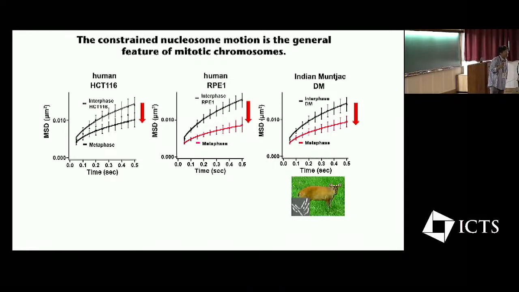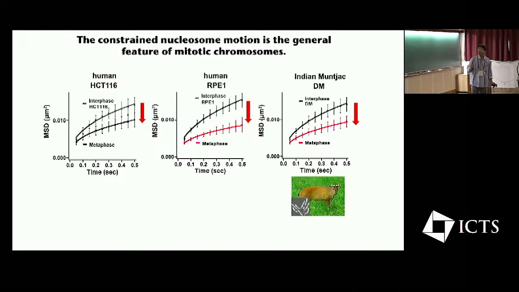Just a short question. During metaphase, the nucleosome state, you still measure the dynamics through the nucleosomes? Yes, for the dynamics, yes. Is it still based on labeling the nucleosomes? Yes. Nucleosomes stay on the chromatin, on the DNA, during metaphase. Okay, right. Thank you.